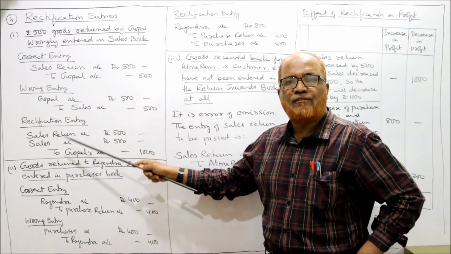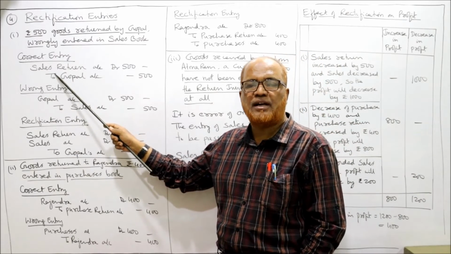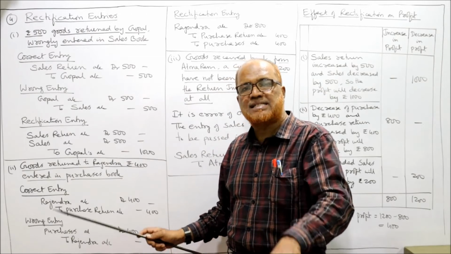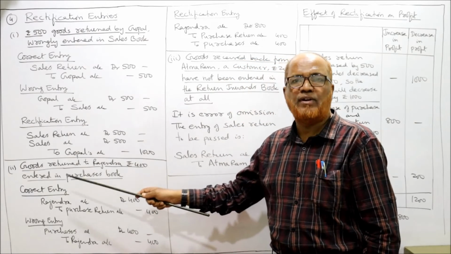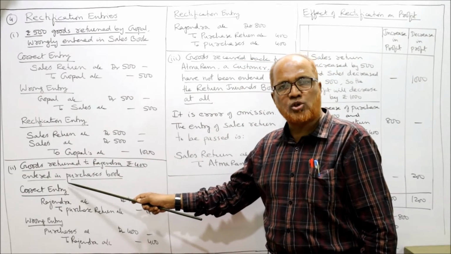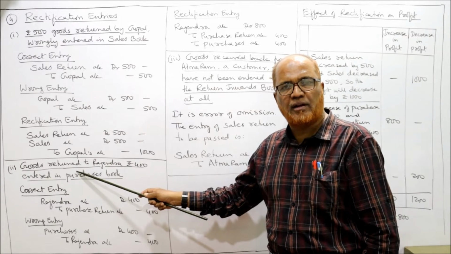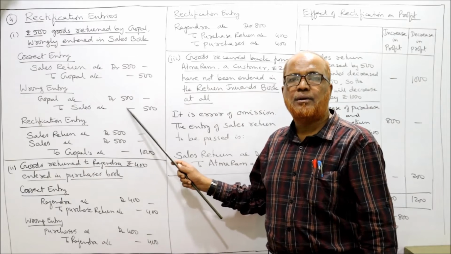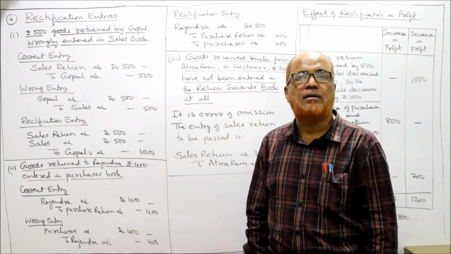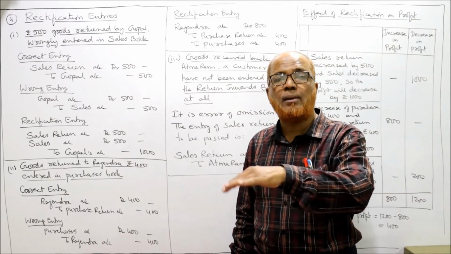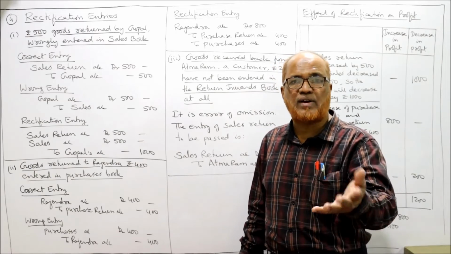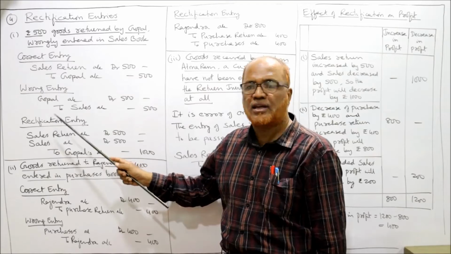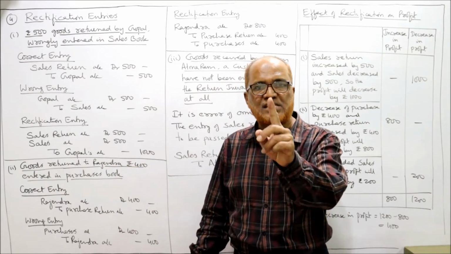So how to remove? First, sales return should have been debited. We have not debited. Now we debit. Sales account by mistake we have credited. Now we debit it. So we will debit sales and also debit sales return. Gopal's account should have been credited, but by mistake we have debited. Now we have to credit Gopal by double the amount. 500 plus 500, 1000. That's all. This is the explanation, the rectification entry for the first error.